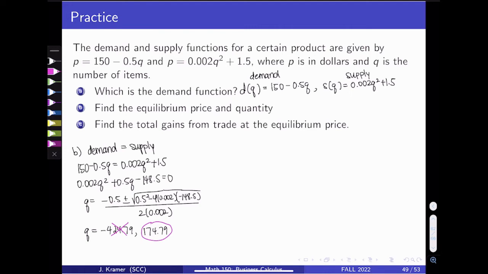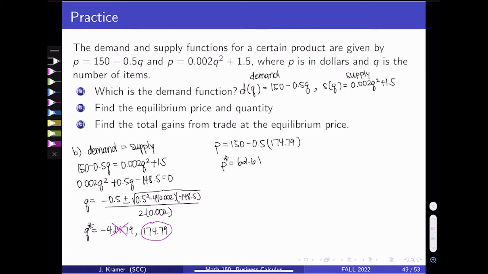I'll plug this back into either the demand function or the supply function to get the corresponding price. I'm going to plug it back into demand personally because it's linear and so it'll require less work. So we end up with P equals 150 minus 0.5 times the Q that we just found. And so the equilibrium price, I'll identify this as Q star and P star to stay consistent with our notation on the previous slide, is going to be 62.61. Again, you can plug that into your calculator to find those values.